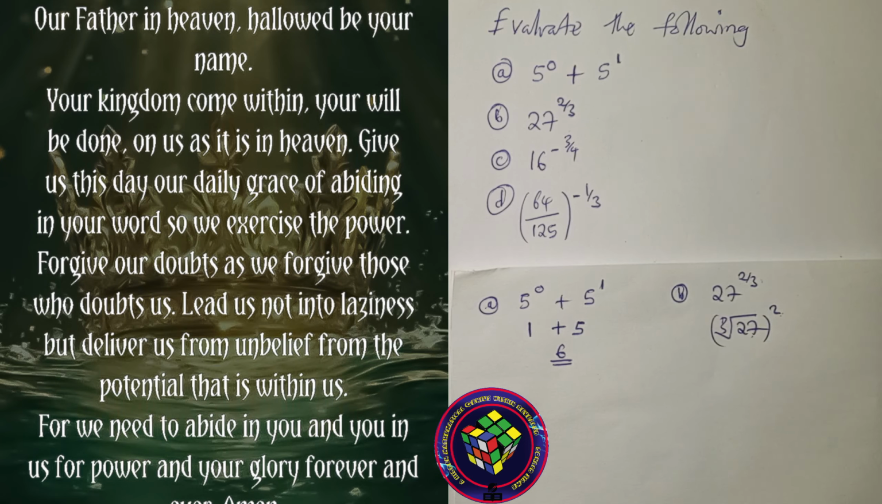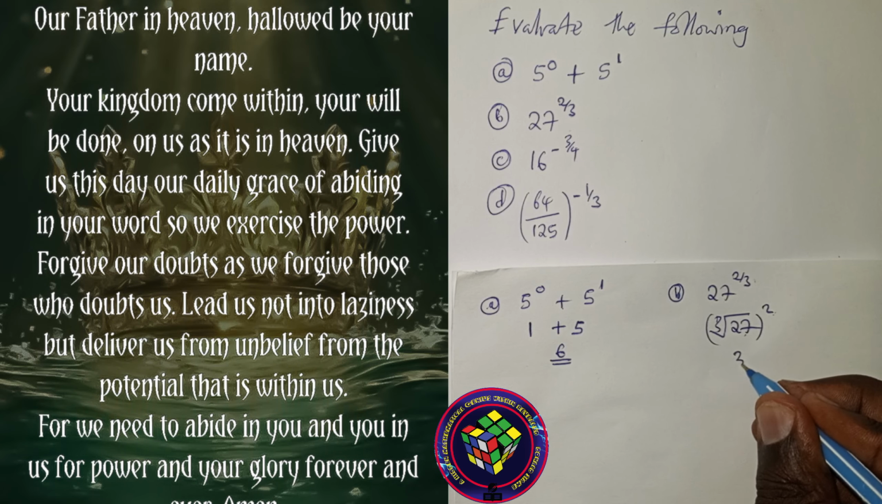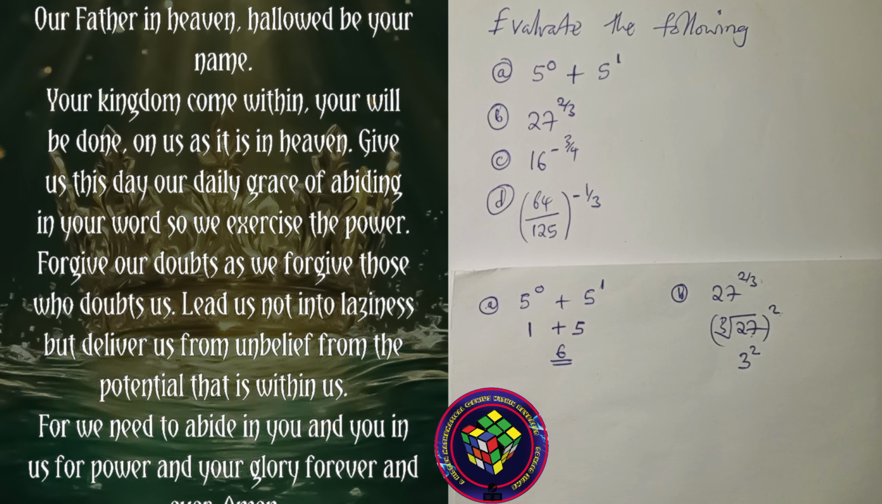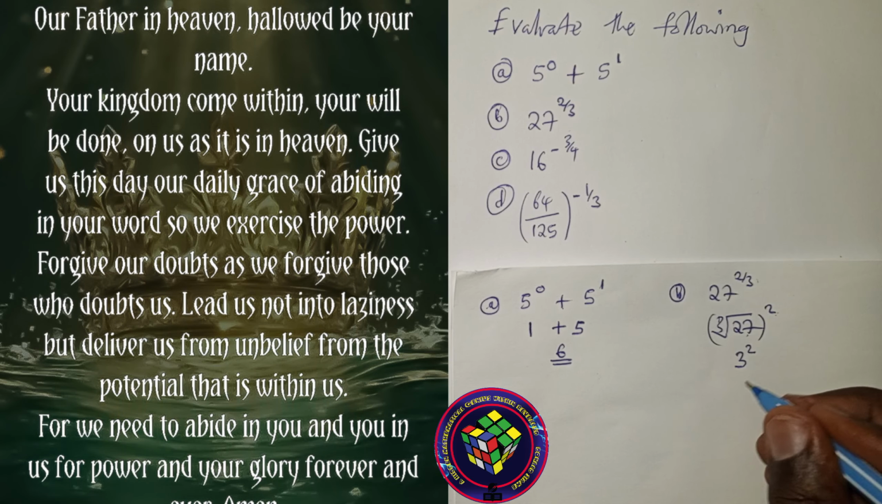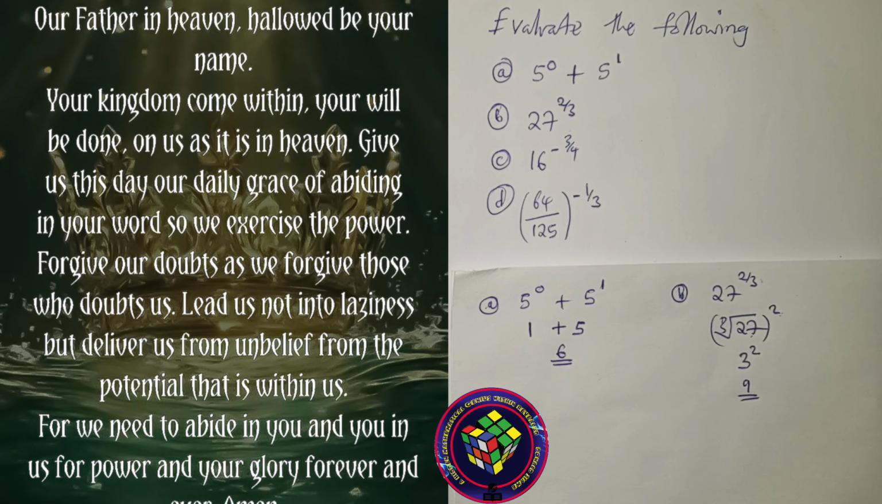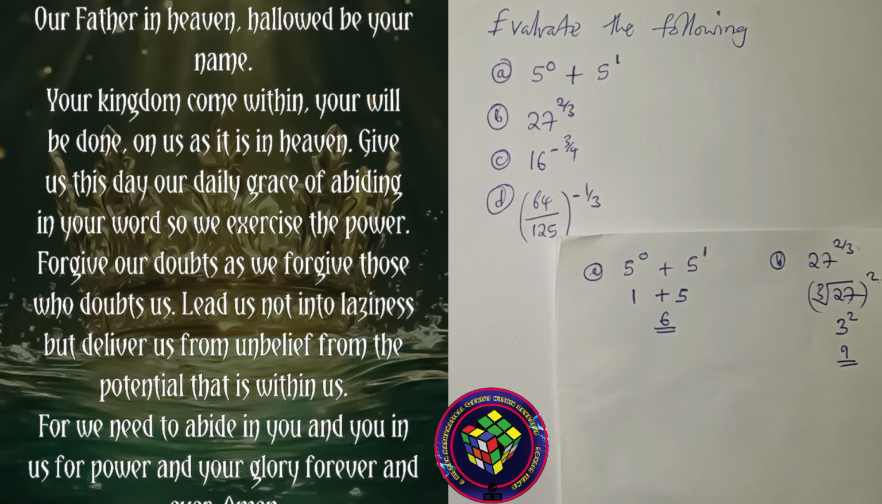What is cube root of 27? That is the number you can multiply 3 times by itself to get 27. That is 3. So cube root of 27 is 3. Then we have power of 2. And 3 to the power 2, that is 3 times 3, and you get 9. Yes. We go to C.